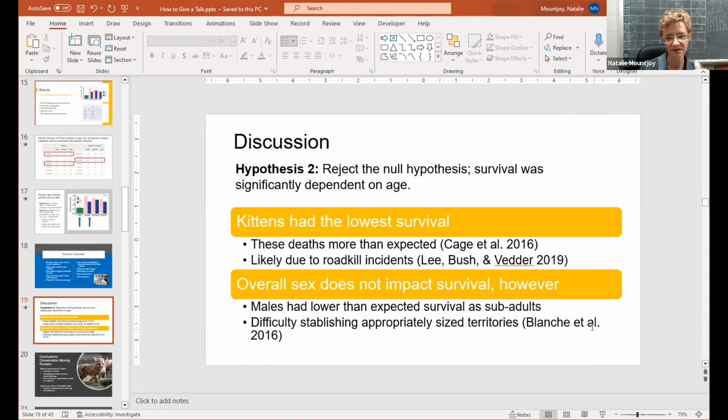Sometimes that feels duplicative. If the results and the discussion are feeling duplicative to you, then you've done too much talking in your results section and you have too many numbers in your discussion section. Okay, the numbers don't belong in the discussion and discussion doesn't belong in the results. So try to keep those clearly delineated.